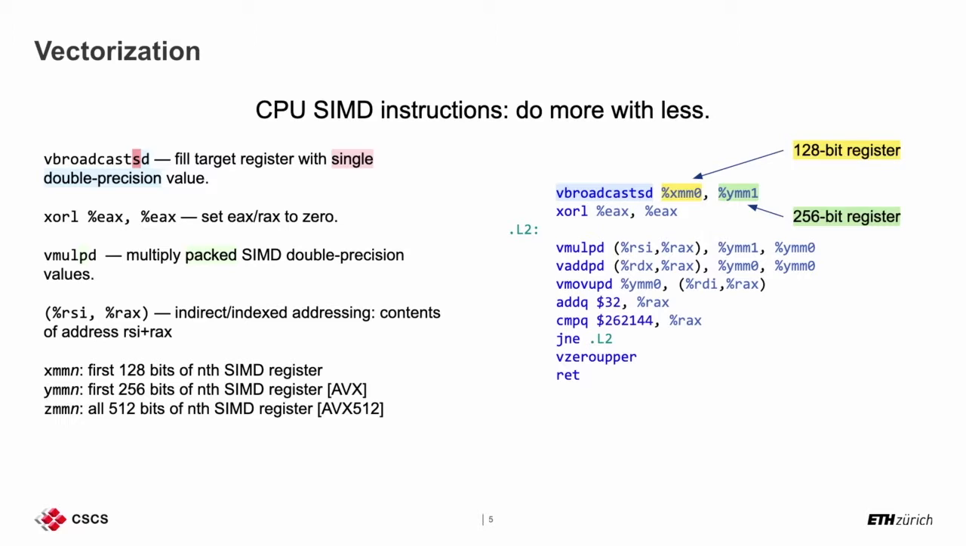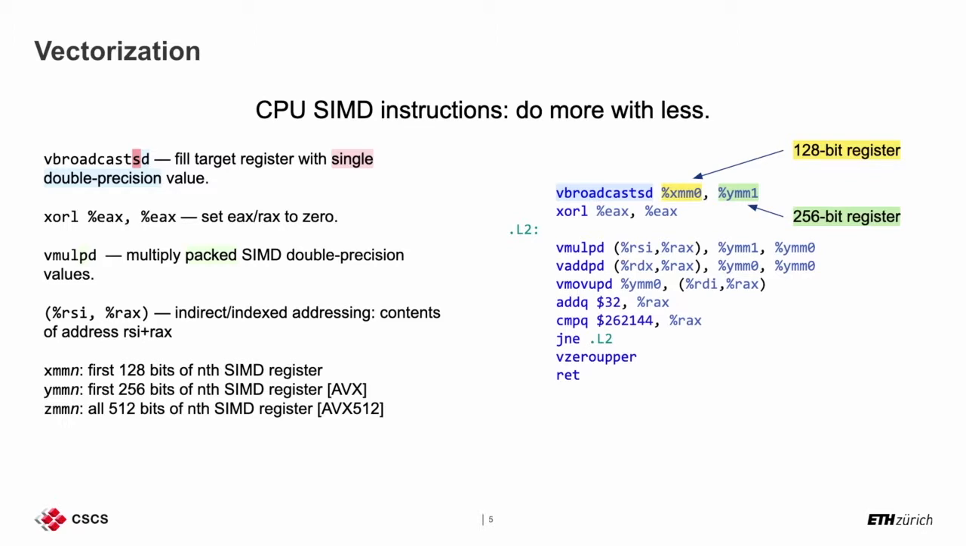The XMMs mean I'm going to treat the register as 128 bits, the bottom 128 bits. The YMMs, if your processor has AVX, means I'm going to look at the 256 bits of the register. And finally, if you have AVX 512 extensions on your chip, we have ZMMs, where the registers are in fact 512 bits long, and ZMM means use the whole thing.